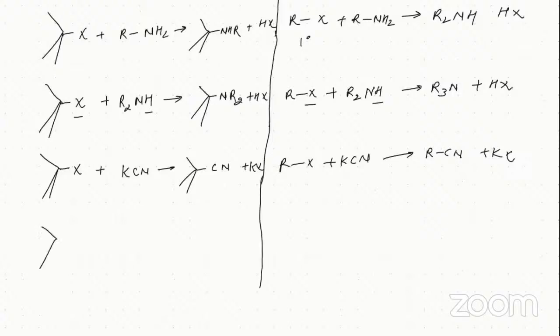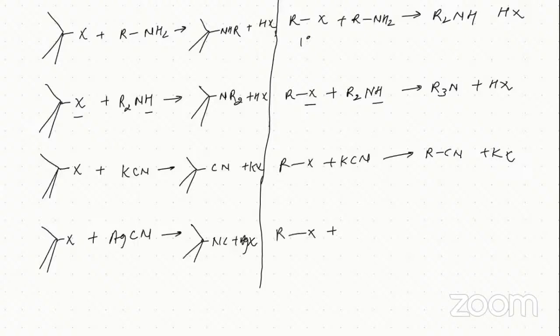See, here is the X and you are treating with the AgCN. So what is there? This is going to give R-NC plus AgX. Both are very important equations. This is RX plus AgCN. I will explain why it is happening. So it is going to be RNC plus AgX.